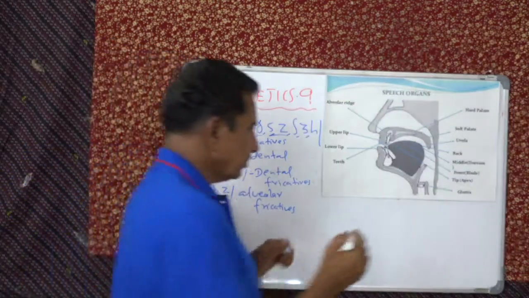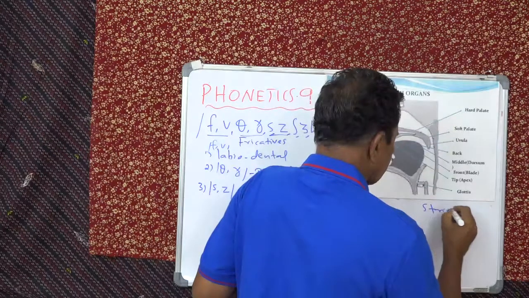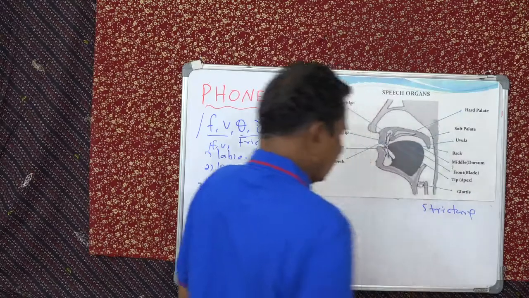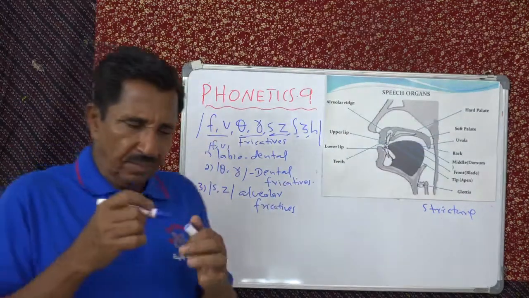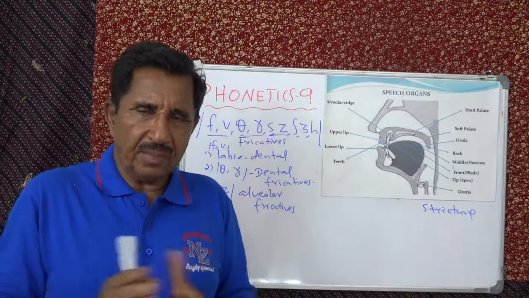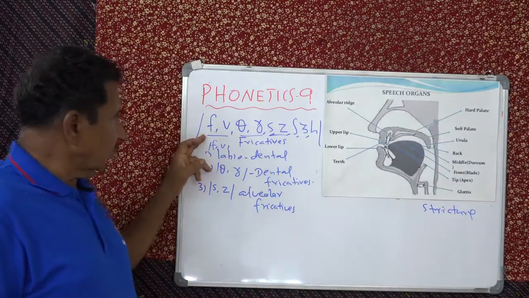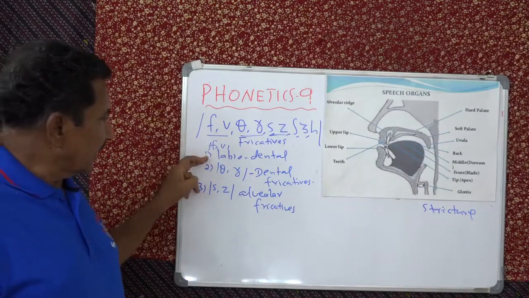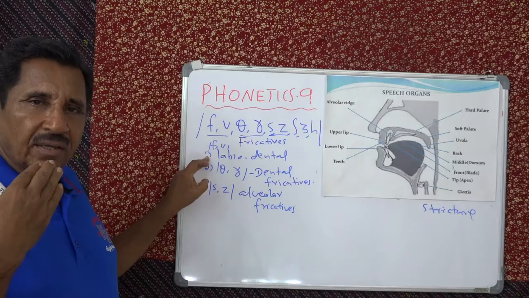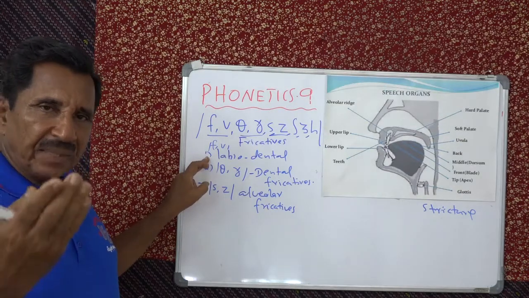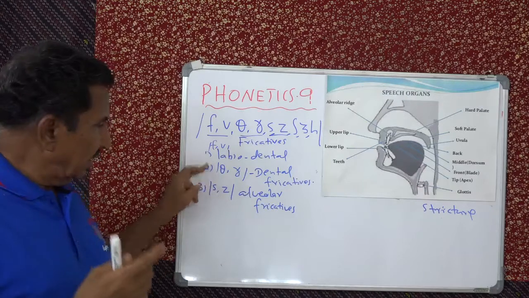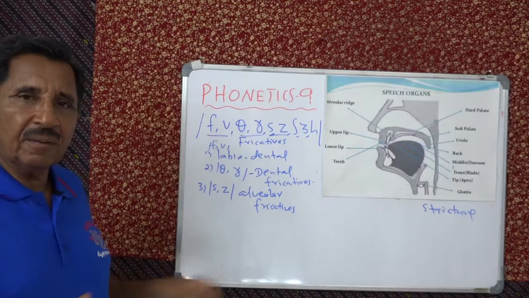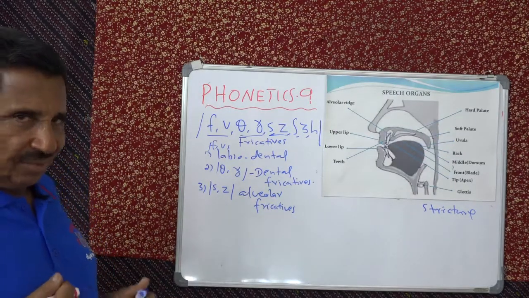Once again, stricture. S-T-R-I, stricture means the modification of the air passage. So the first two are done by the lower lip and upper lip, so labiodental. The second pair is done by the tip of the tongue and the upper teeth, and therefore it is dental. Now the third pair, you see, is the alveolar ridge and the tongue, tip and blade of the tongue.